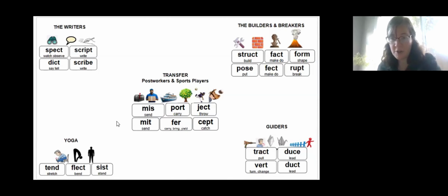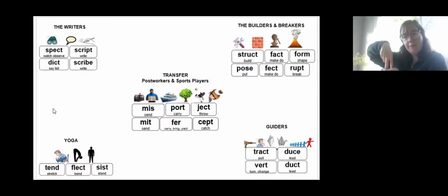Ject, these are the sports players. Ject, you throw it. Sept, you catch it. Then we go down here, and what does that say? That says tend, stretch. So tend is like you're stretching. Flect is like a bend. And sist is like you're going to stand with your two fingers. These are the yoga ones.